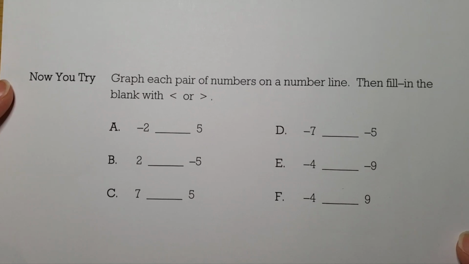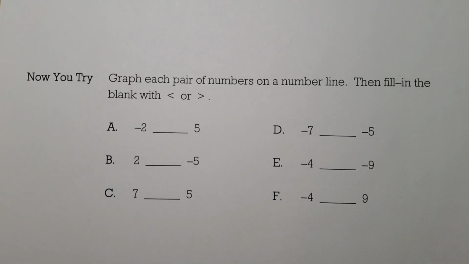All right, so here are a few examples for you to try out. Graph each pair of numbers on a number line, and then use that number line to help you identify whether the first number is less than or greater than the other one. In the next video, we're going to continue using number lines to help us figure out what it would mean to add negatives and positives together.